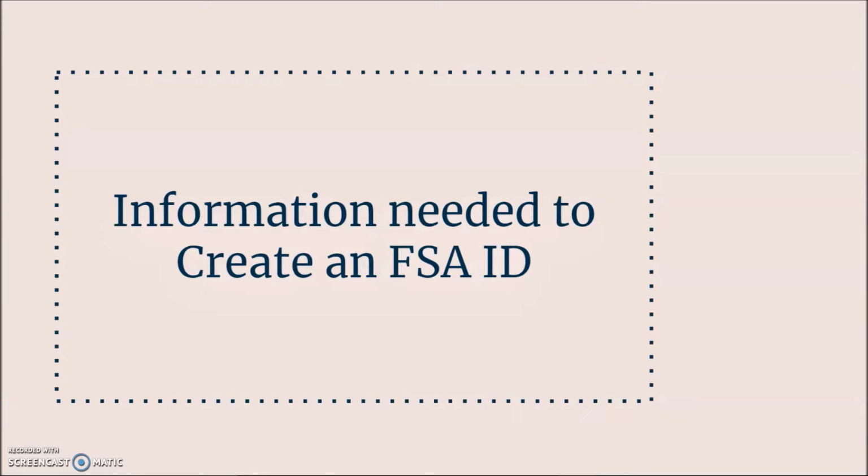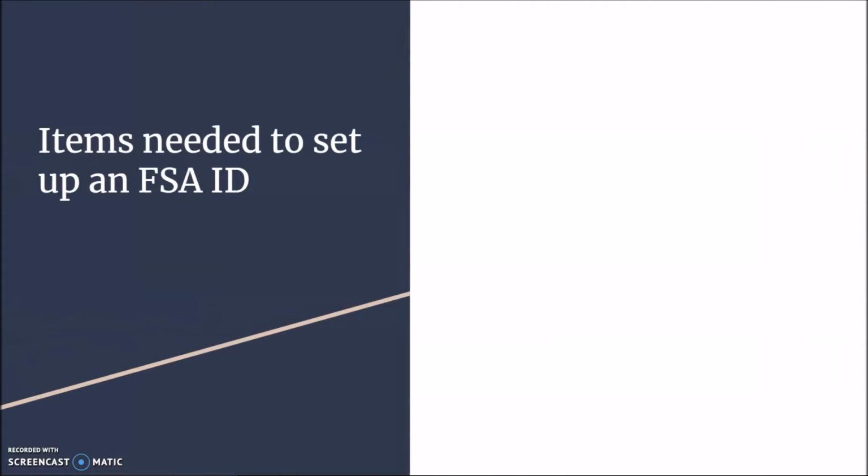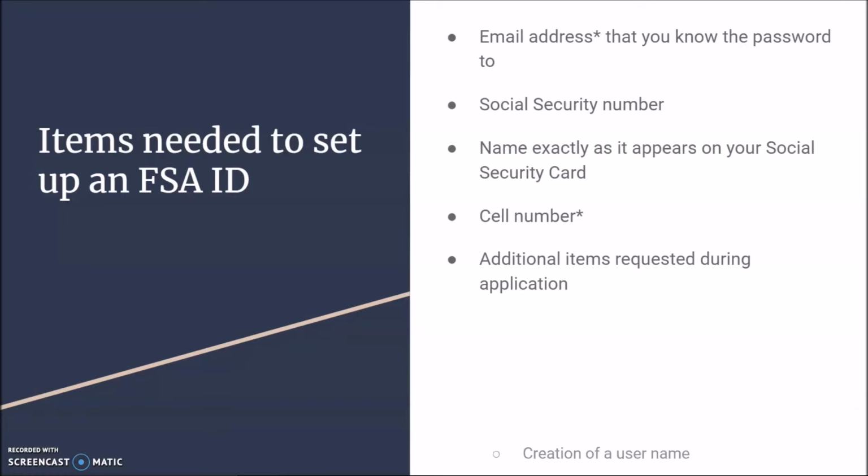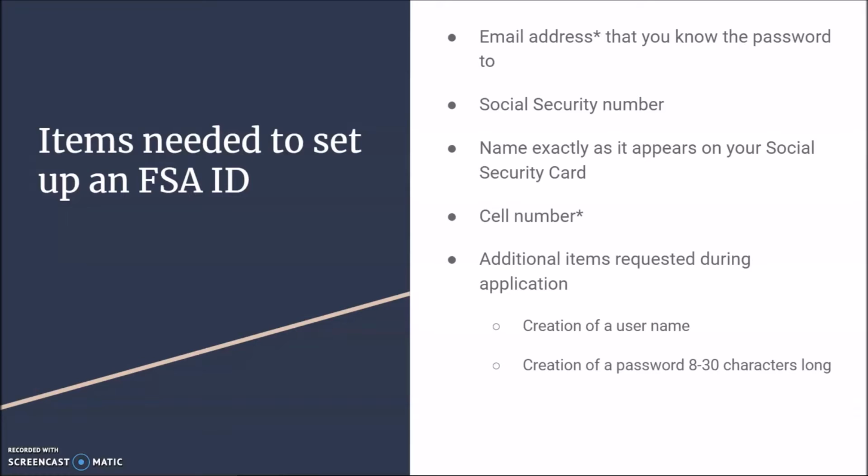What information or documentation do I need to create an FSA ID? In order to set up your FSA ID, you will need a non-CFB email address that you know the password to, your social security number, your name exactly as it appears on your social security card, even if it's misspelled, and a cell phone number. If you and your parent are creating an FSA ID, you cannot use the same email address or the same cell phone number. In addition, when you are setting up your FSA ID, you will be asked to create a username and a password. You will also have to set up 4 challenge questions, 2 that you choose from a drop-down menu, and 2 that you will create on your own.